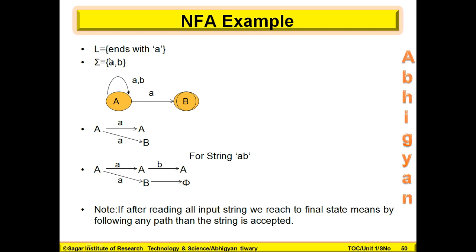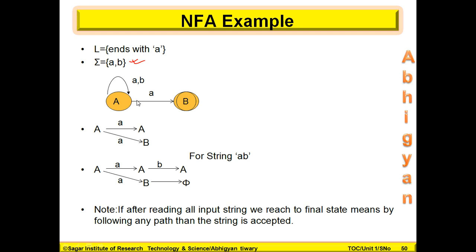So we have a language that ends with A over the input alphabet {A, B}. It is given here. Now let's try to understand one thing. We have this example, and it is very easy to make an NFA.